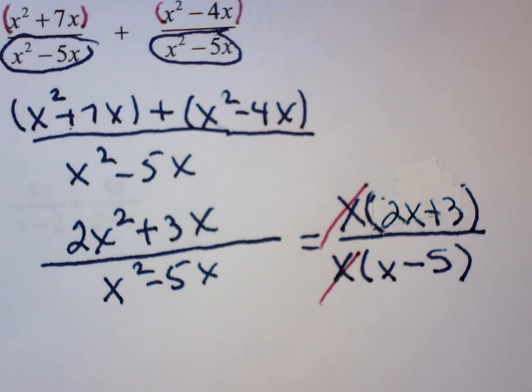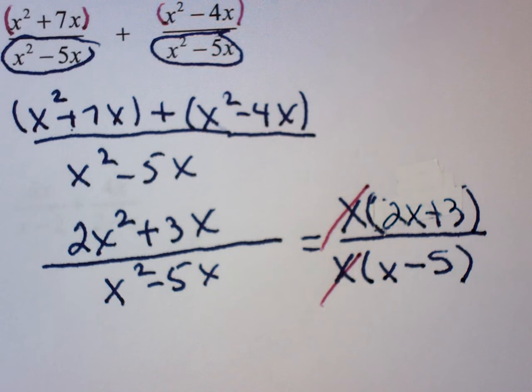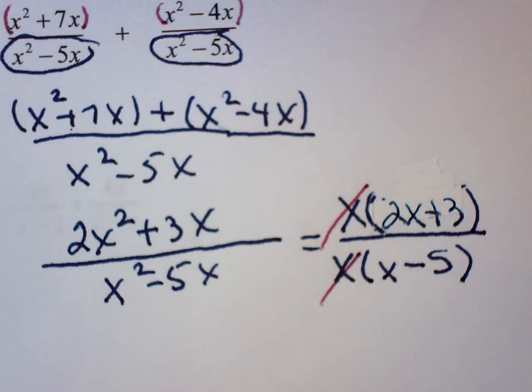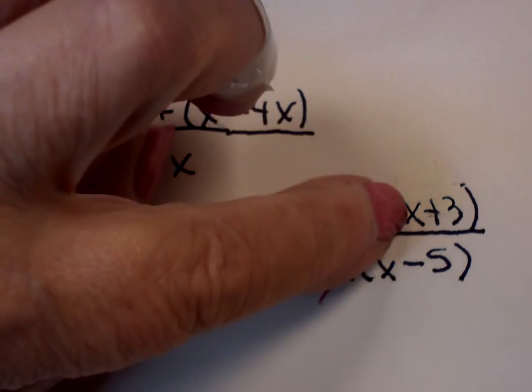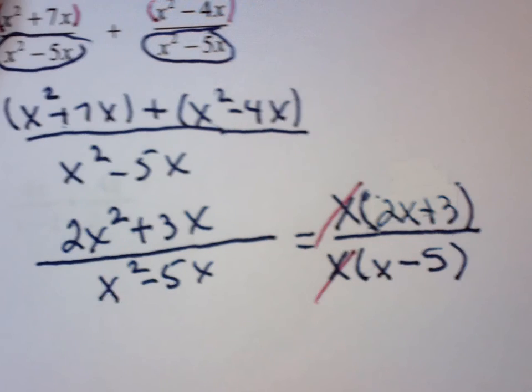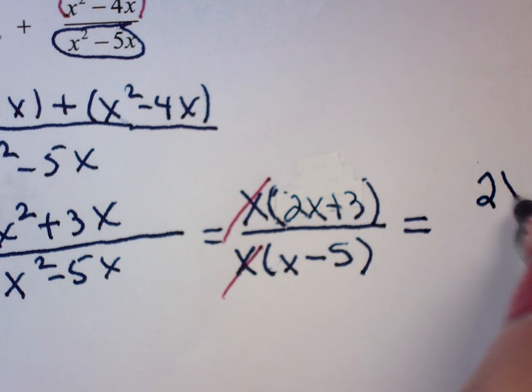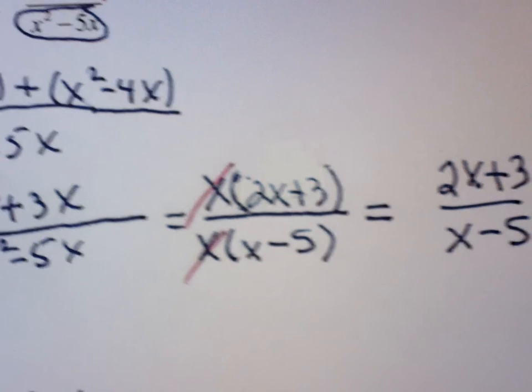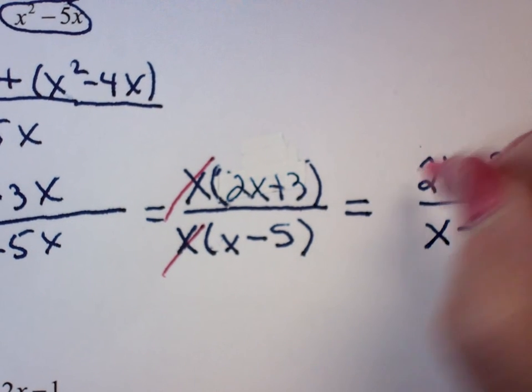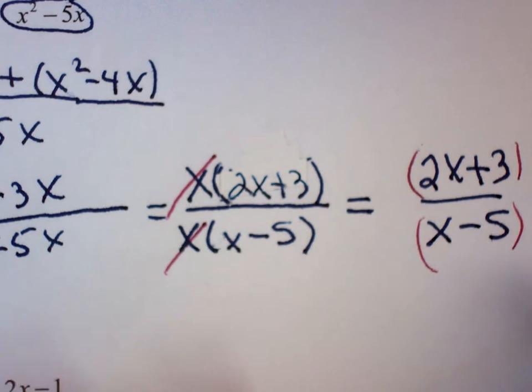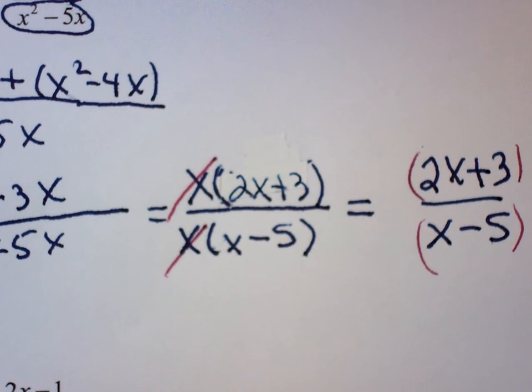Now, this is the other thing I want you to notice. When I reduce the x's out, there is a quantity, and both of those have parentheses around them. That means they are a group. So I cannot go in and take the 2 x's out because they're inside parentheses. So my answer is going to be 2x plus 3 over x minus 5. And technically speaking, these have parentheses around them, so either the whole thing goes or nothing goes.